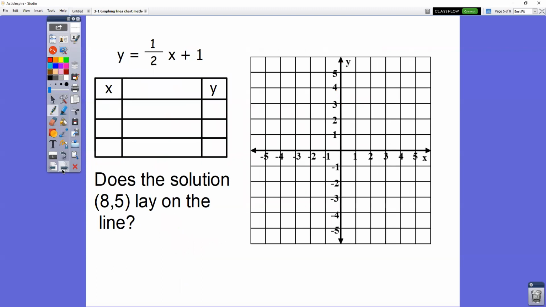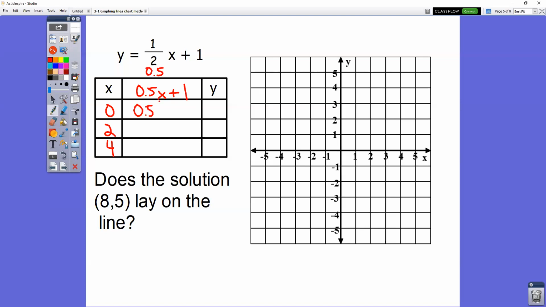Let's take a look at this one. Now, this one has a fraction in it. Remember, to change a fraction into a decimal, you have to do the top number divided by the bottom number. In this one, we're going to choose 0, 2, and 4 instead, because we want to choose multiples of the denominator. So we're going to have 0.5 times x plus 1. So again, we're going to take our 0, 2, and 4 and sub them in for x.